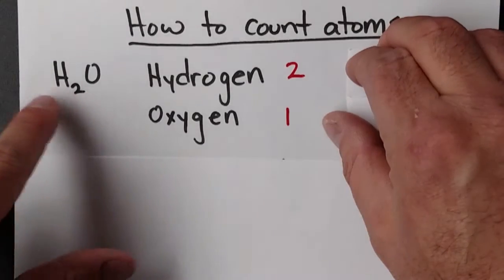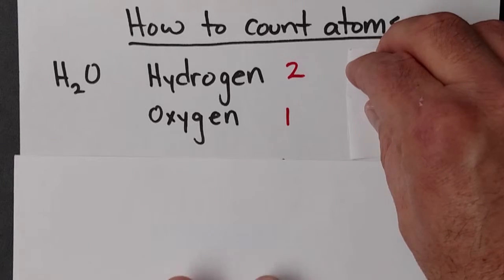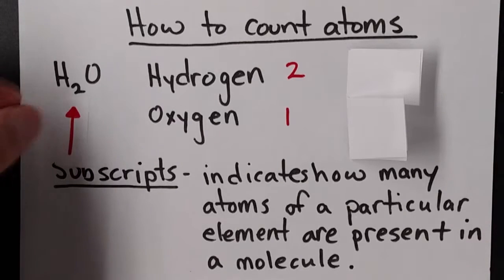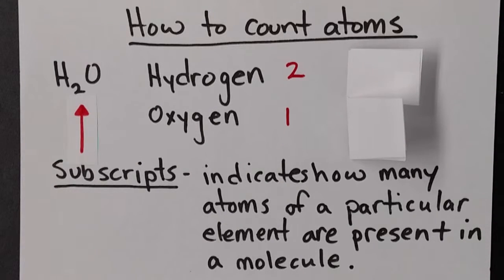This 2 here is called a subscript. So subscripts indicate how many atoms of a particular element are in a molecule. So our subscripts are these numbers here that are smaller, and they're generally after the letter representing the atom. So we have 2 hydrogens, and over here we have 1 oxygen. It's not necessary to write the 1, so just know if there's no subscript number after that atom, that it is 1.